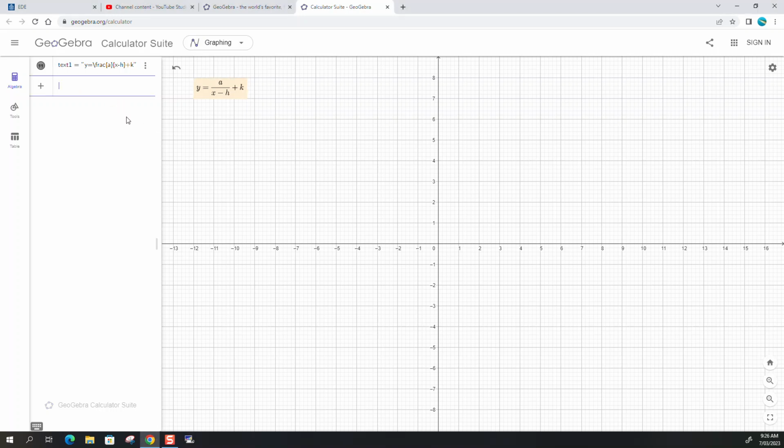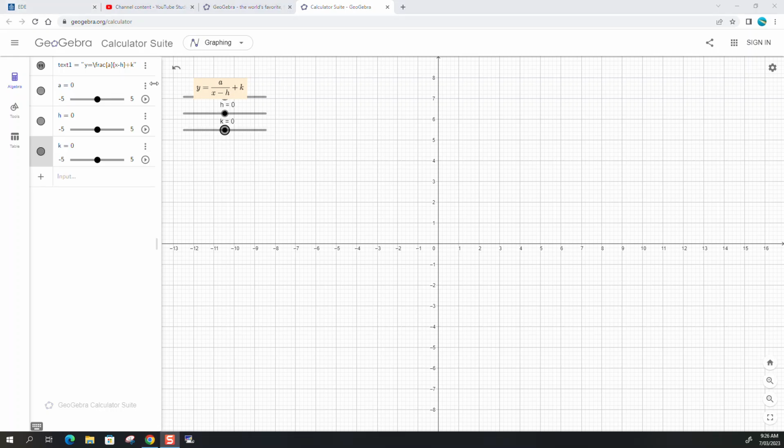So to begin with, we'll set up some sliders for the values of A, H and K. Now you've seen me do this before, so I'll just pause while I do that. Okay, so I've just set up my three sliders there for the value of A, H and K.